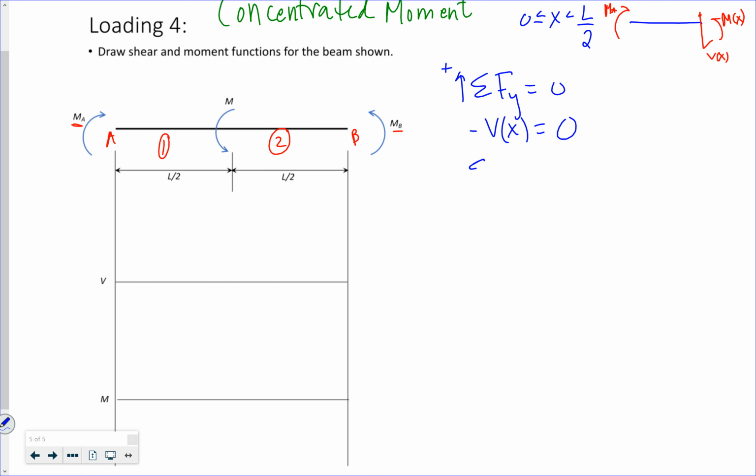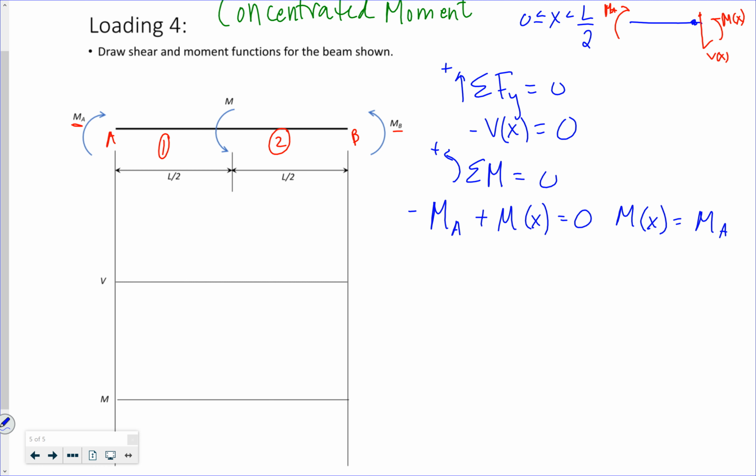If I take the sum of the moments at my section, counterclockwise positive, I have my negative moment at A plus my moment at X, so my moment function for this segment is equal to my moment at A. It's a constant.